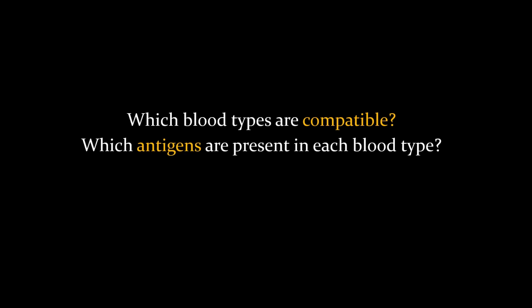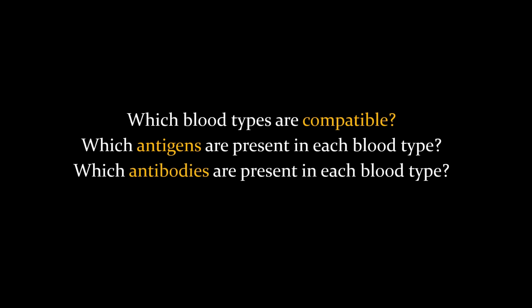So in this video, we are going to review and practice a bunch of concepts and terms related to blood types, including which blood types are compatible, which antigens are present in each blood type, and which antibodies are present in each blood type. So I think this video will be appropriate for pretty much anybody, no matter where they are in their learning phase, because I'm going to ask questions, give you time to think about it, but I'm also going to explain the concepts and why the answers are the correct answers.